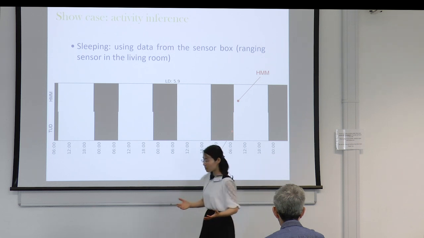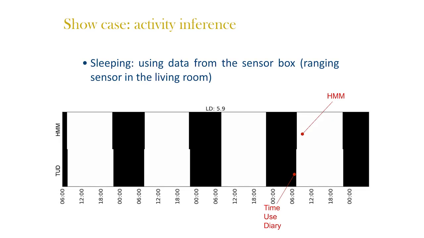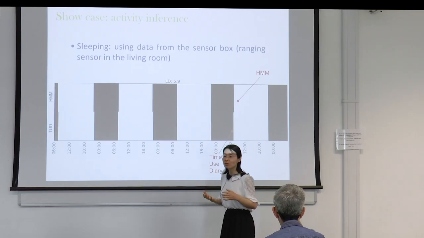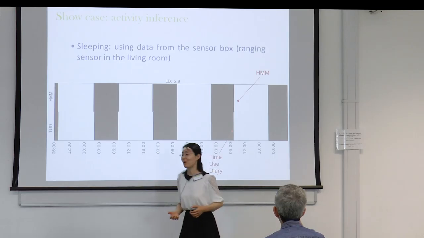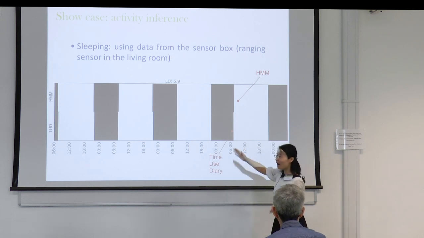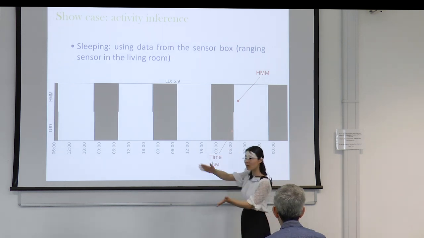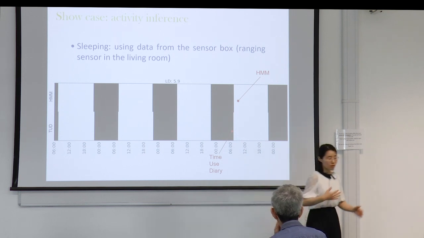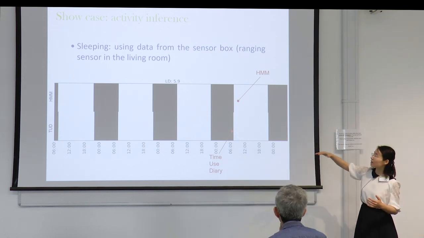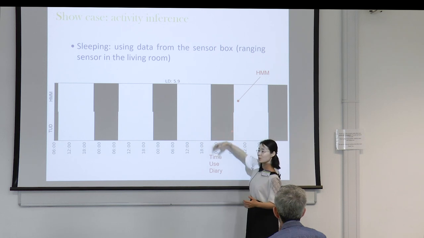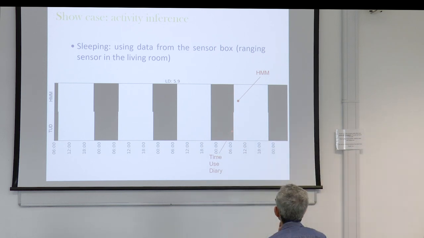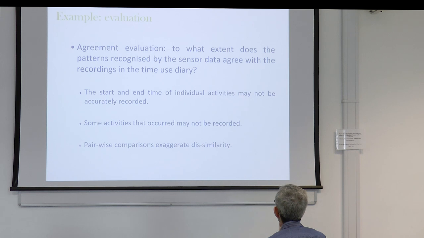But again, like I mentioned to you, the time use diary is also a type of sensor. It's a human sensor. It does not necessarily tell you the true truth. So, it's also information you want to use, but you don't take it too seriously. So you want to validate between the two, to find agreement between these two. To what extent the pattern we learned from one agrees with the other. So that's more about agreement evaluation.